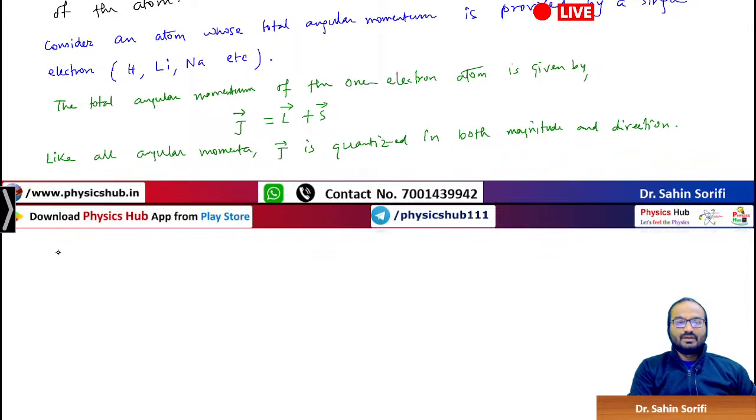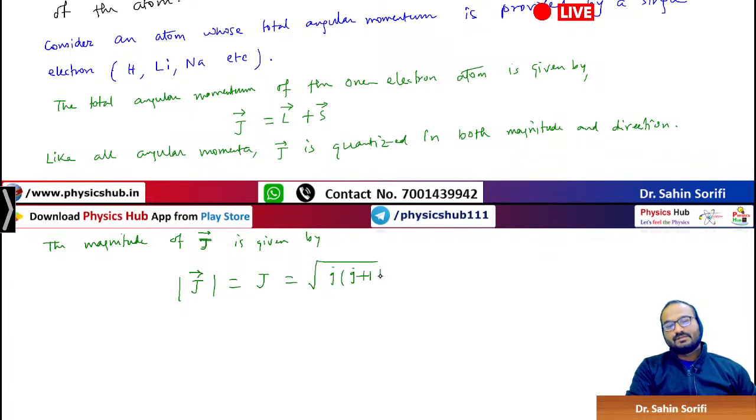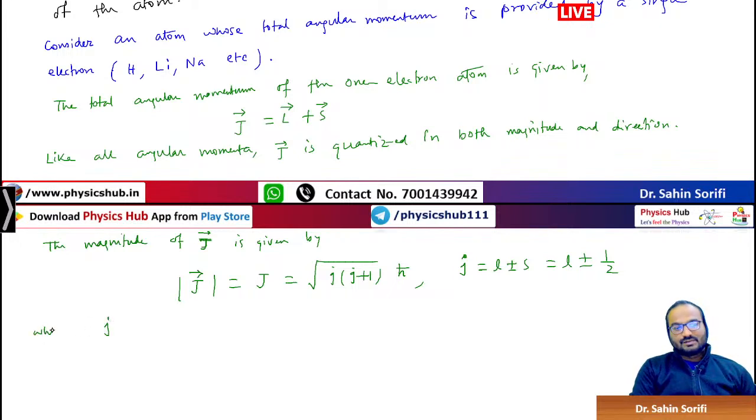What is the magnitude of J? The magnitude of J is given by its quantum number. Magnitude of J is equal to root over j into j plus 1 times h cut, or h by 2 pi, whatever you want to write, where j is the total angular momentum quantum number. It will be the sum of the quantum numbers of L and S, l plus s or l minus s. This j is called the inner quantum number.